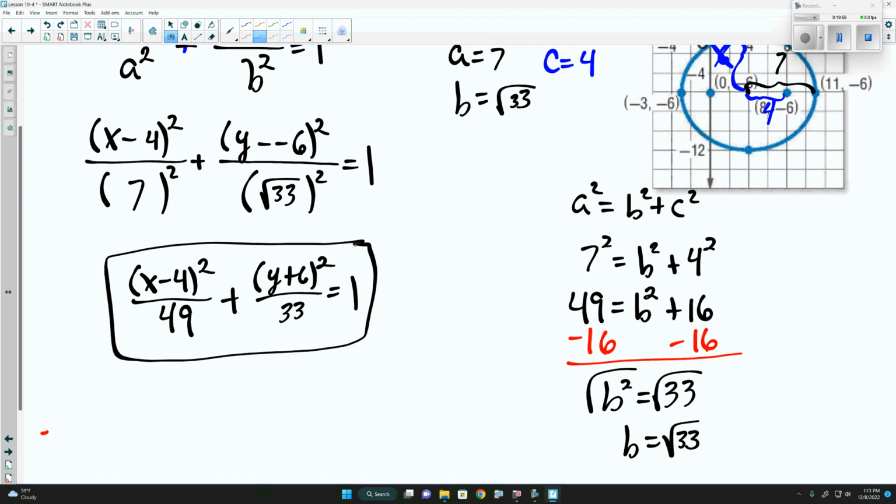So b was almost 6. Because if it had worked out to be the square root of 36, then b would indeed have been 6, and that would have been nice. Questions on this here? Questions on anything we've done so far?